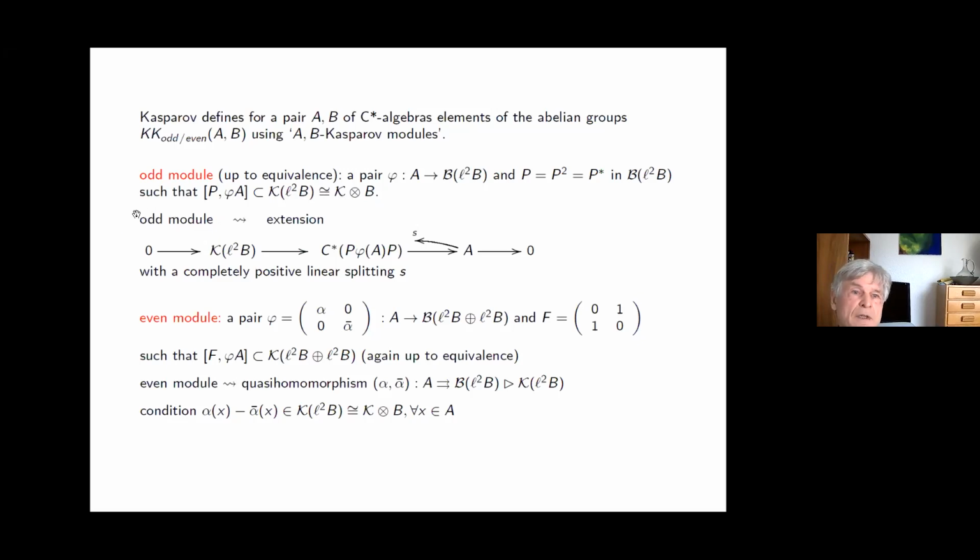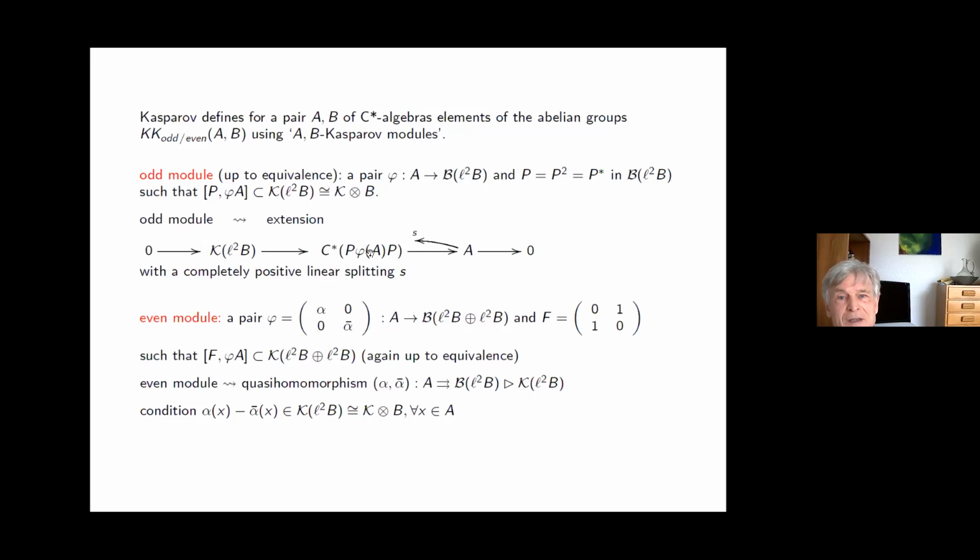Now, from an odd module, you can construct an extension. And that's also something used by Kasparov. Namely, you can multiply the operator P with the image of A under phi on both sides and take the C-star algebra generated by this.